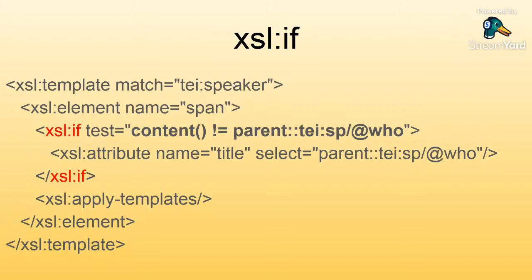So what this does is it prints the speaker name, but if the speaker name and the normalized speaker reference to this speech don't match, then it also adds a hover element where, when you hover over it, you get a little tooltip saying the version. So in the example we saw before, we'll see Bernard in plain text and Barnard in a hover if we hover over it.